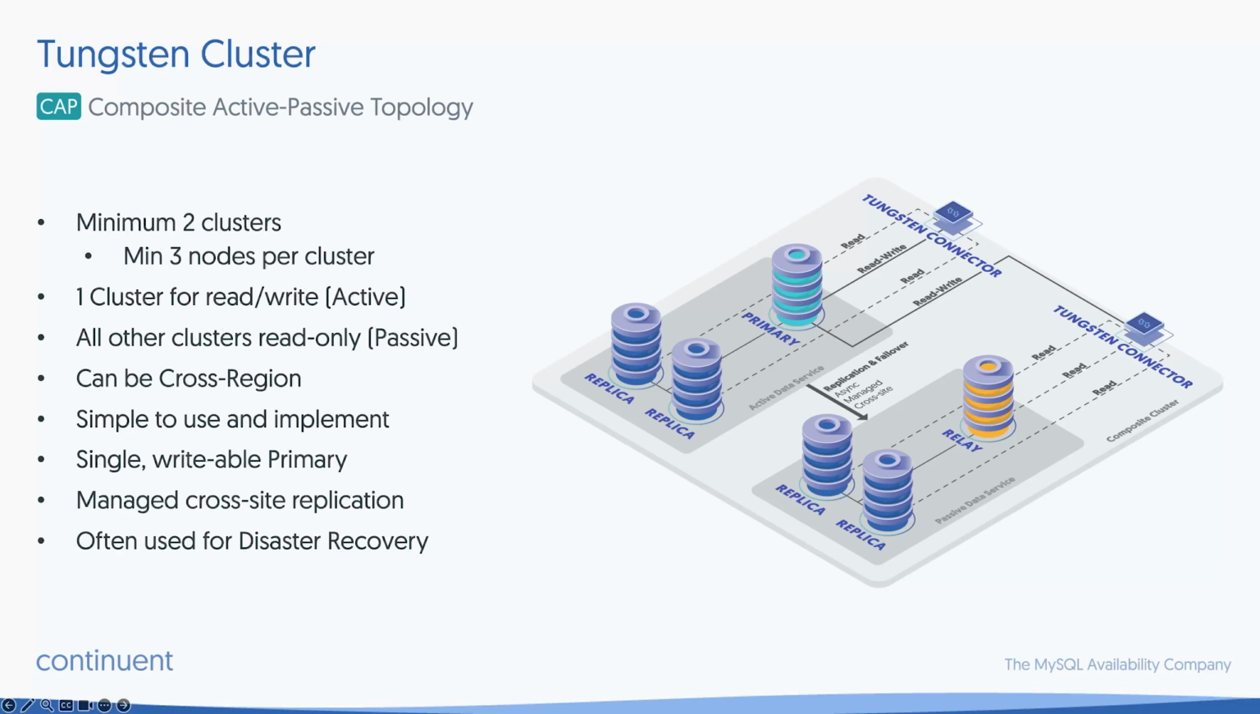The Composite Active-Passive cluster builds on the foundation of the standalone cluster of HA and adds in the benefit of DR, or disaster recovery. Here you would have at least 2 clusters consisting of the same minimum requirements of 3 nodes per cluster. One cluster would be configured as the active cluster, the other cluster or clusters would be passive. Within the active cluster, you would have the primary node that takes all of the write traffic. Replication then flows down the local replicas and across to the other clusters via the relay node, which will then distribute down to its local replicas.